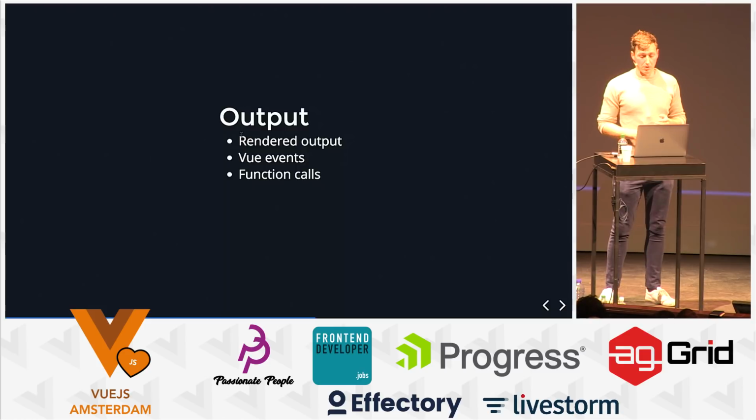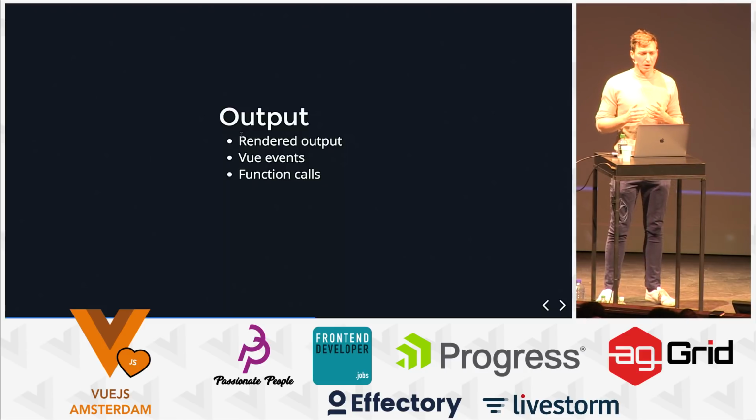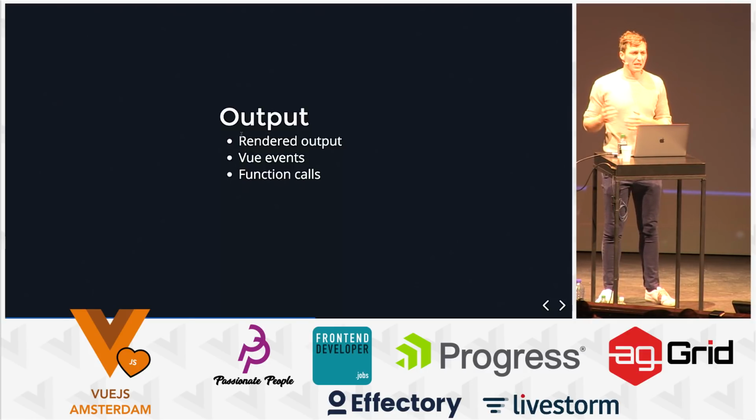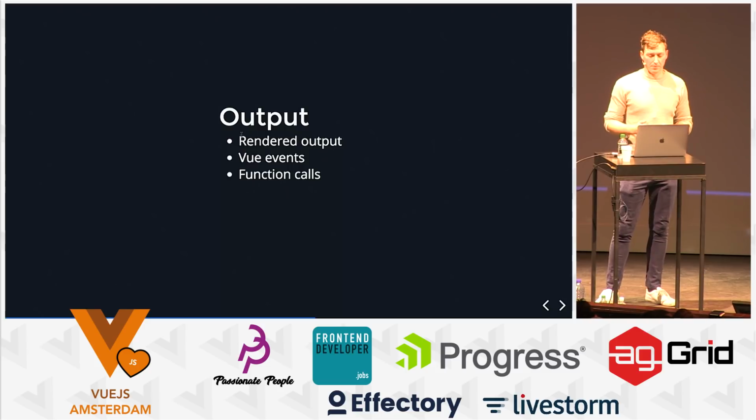And the output of a component is the rendered output. That's probably the most common output. That's the DOM nodes that are rendered by the component, a combination of the DOM nodes and the Vue instances. Another form of output is Vue events. So if a component dispatches an event that's picked up by the rest of the application, that's a form of output. Another form of output could be function calls. So if a component commits a mutation, a Vuex mutation, that's a form of output that we can test.